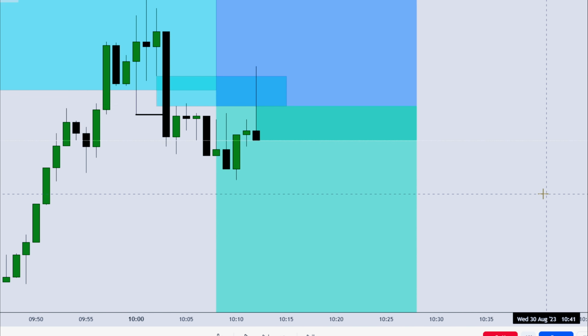This trade was played today. So let's move forward and see where we are exactly right now. Yeah, we are exactly right here.